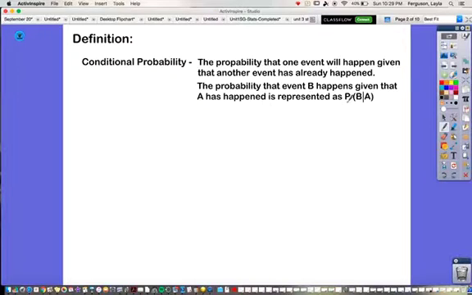So it looks like P, parenthesis, B, with a line, and then A, close your parenthesis. So what this means is B, given that A has already happened.